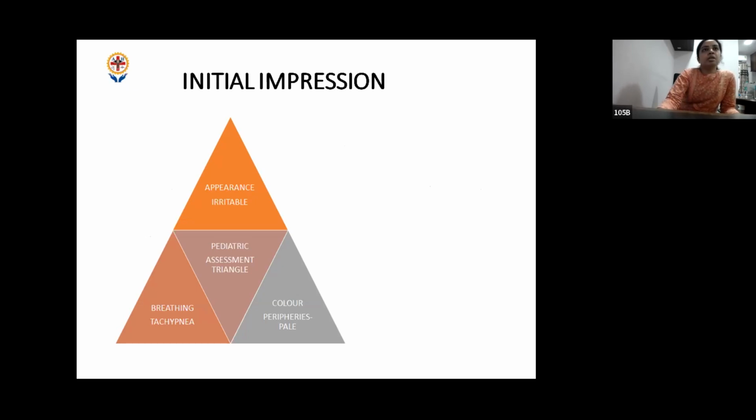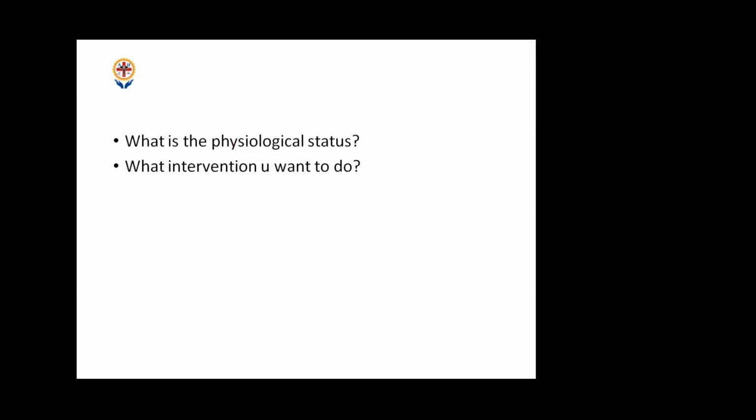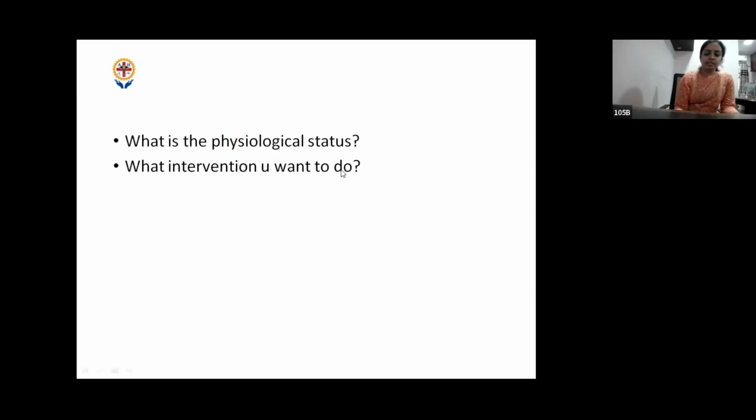On initial impression, the child is irritable in appearance, peripheries are pale, and there is tachypnea. So what is the physiological status of this child and what intervention do you want to do? Unstable, life-threatening. Yes, the child is in an unstable, life-threatening condition. So we would like to start the child on oxygen and make things ready for IV access.